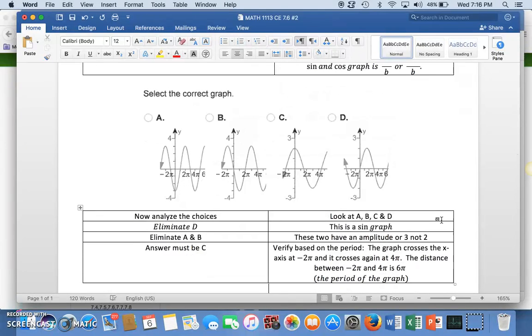So you analyze your choices and come up with what's there. So C has to be the answer. You can eliminate D because it was a sine graph. You can eliminate A and B because they don't have the right amplitude. Therefore, it would have to be C. There's several ways of doing it. Eliminate some and then key in on what's really the answer.